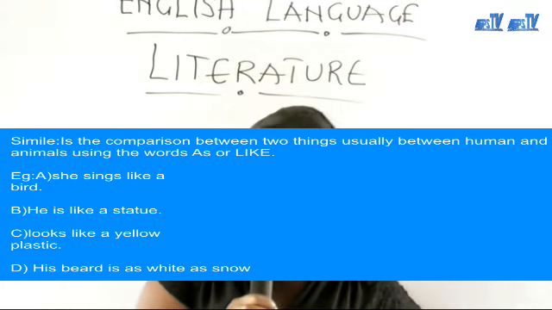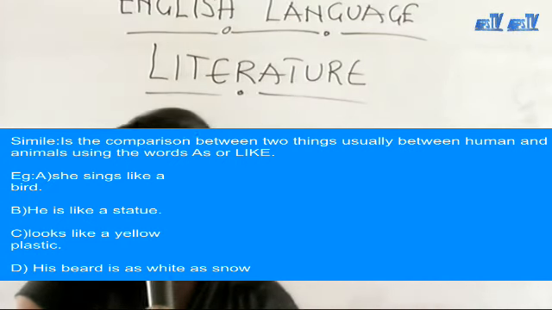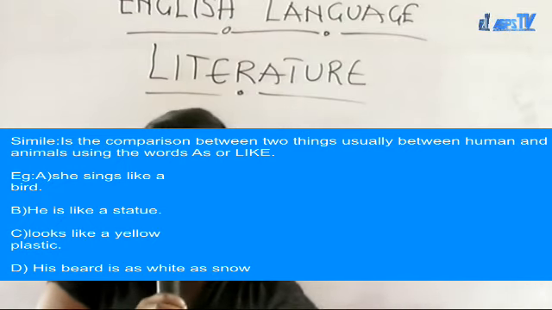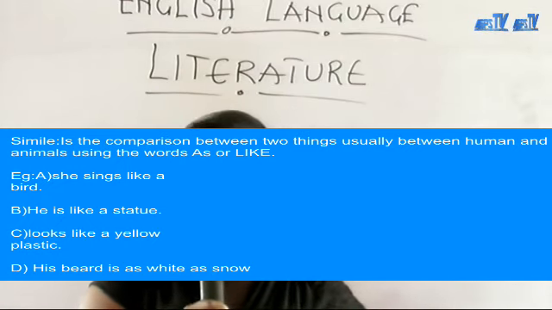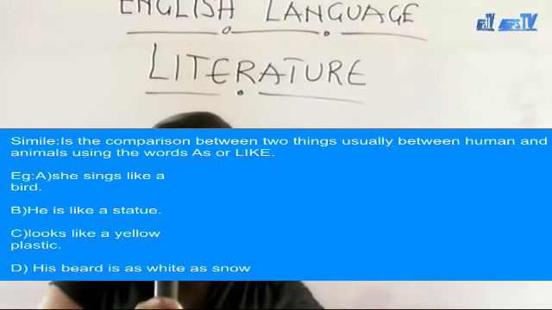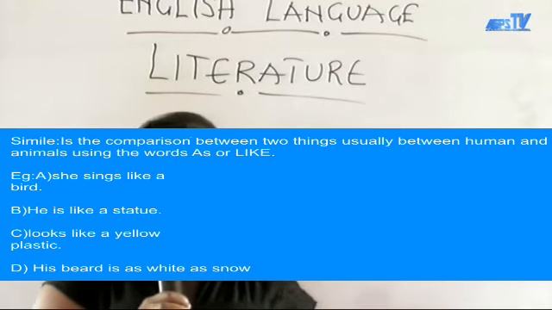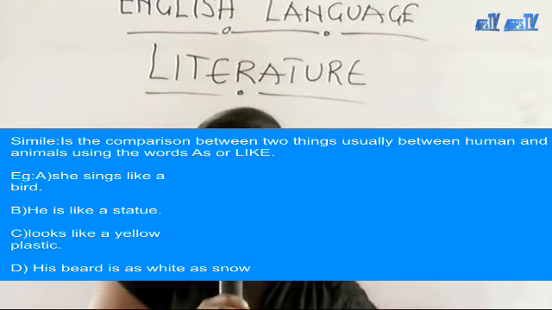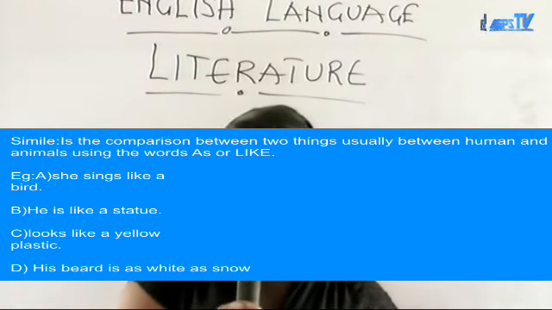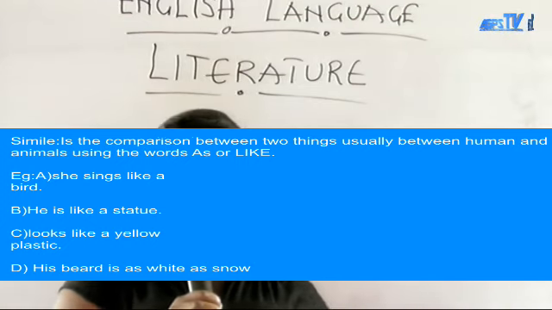Then we move on to example 2. He is like a statue. We know statues do not move. Statues are placed at one position, and human beings are mobile because we move. But here, we are comparing how the person is to that of a statue. So he is like a statue is a simile. Then we have example 3.